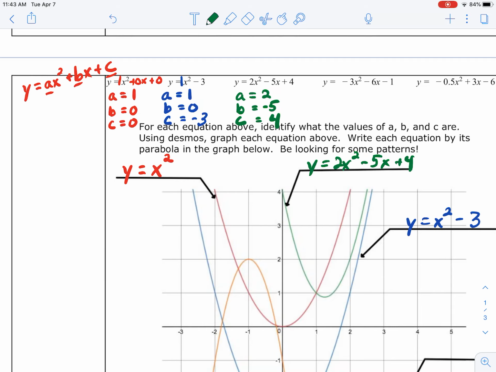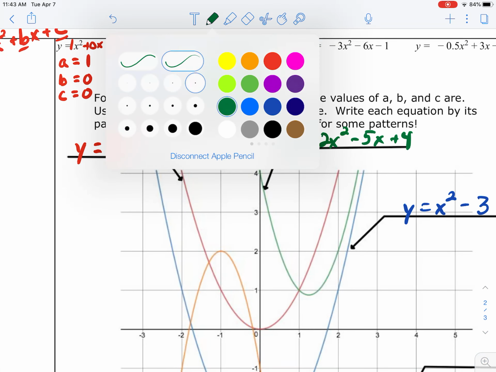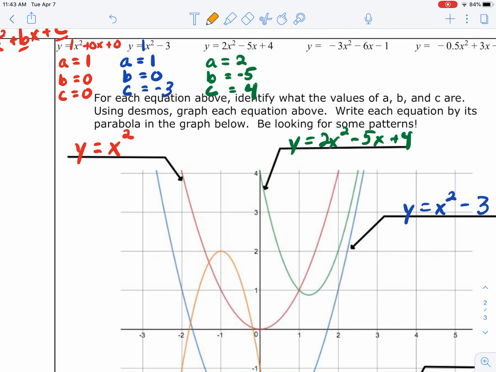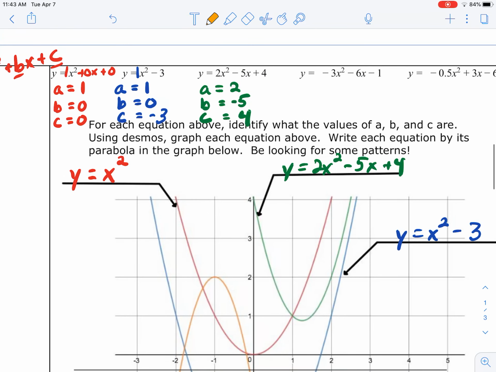All right, moving to our fourth equation. Y equals negative 3x squared minus 6x minus 1. That one is our yellow or orange equation over here. I don't know what it looks like to you. I'm going to go with orange because it's a little bit easier to see. So that one is this one right down here. So y equals negative 3x squared minus 6x minus 1. And on that one, you'll notice that the a value is negative 3, the b value is negative 6, and the c value is negative 1.